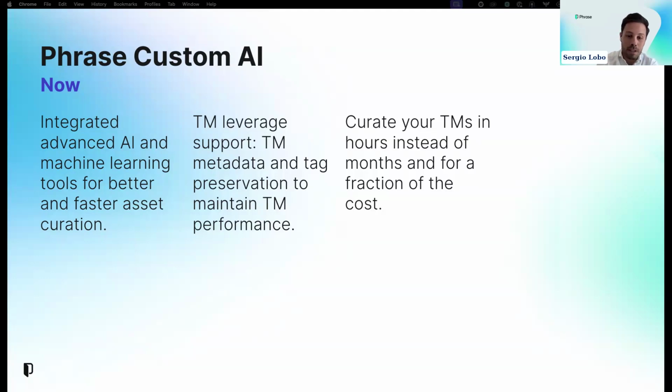But that's not all. Our linguistic asset curation capabilities also support TM leverage. By preserving TM metadata and tags, we ensure that customers don't have to choose between curating their linguistic assets and maintaining TM leverage when using curated TMs in the TMS production environment. TM metadata enables the prioritization of specific TM matches, linking project metadata with TM metadata. Phrase Custom AI allows for TM curation while preserving original metadata, ensuring no loss in TM leverage.